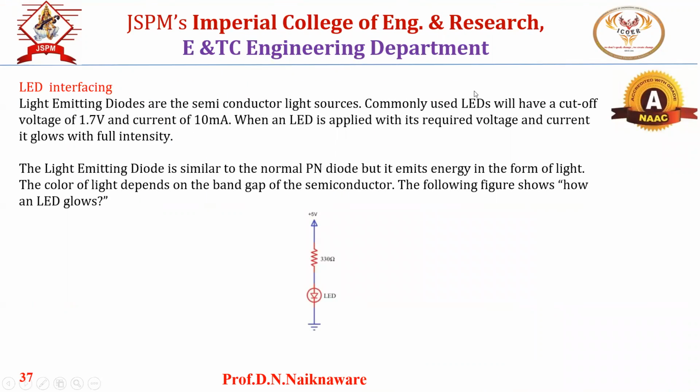LED interfacing is very simple. An LED is nothing but a light emitting diode, and we need to interface it with the 89C51. This is the simple connection having the anode and cathode terminal. One connection we have to put as ground, and the other connection we are going to connect to the 8051, that is our 89C51 IC.